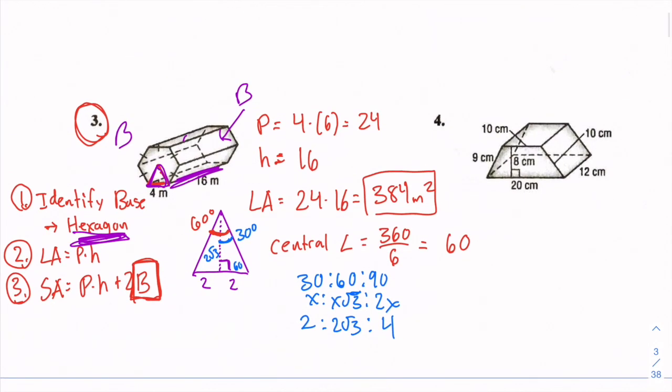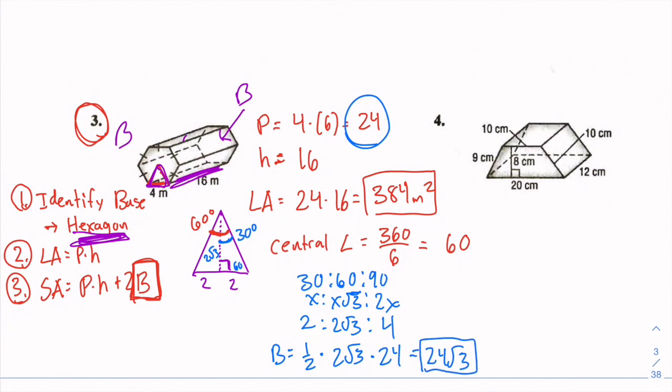So your base area is equal to 1/2. What's my apothem? It's 2 radical 3, times P, which is my perimeter, 24. This ends up being 24 radical 3. Good. Bam. Okay, again, this is your base area. So now we can just plug everything in.